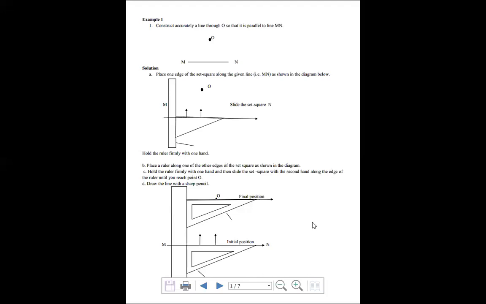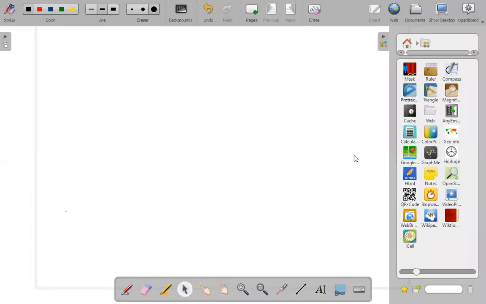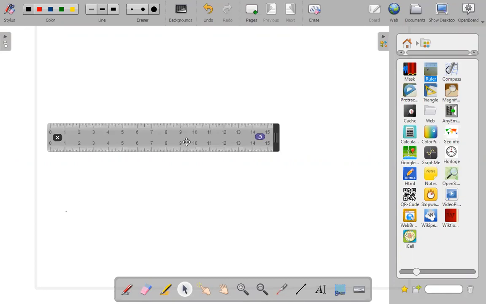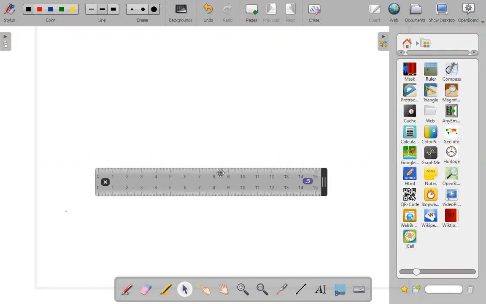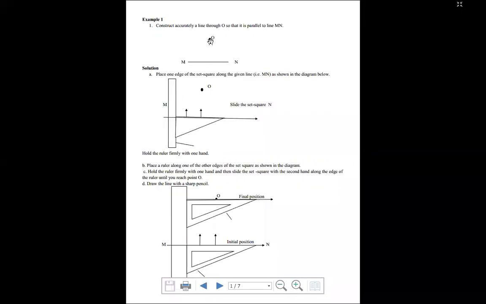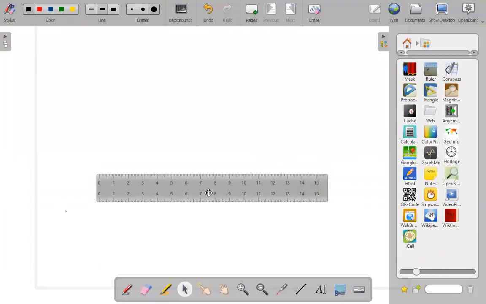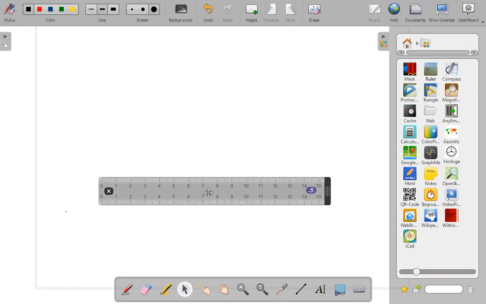So I believe you are all ready for this, and you all have your set square and your ruler. So I'm going to get mine now. So here is my ruler. The first thing I need to do is to draw the line. I'm going to draw my line MN and locate a point O above MN. So as I'm doing mine, you do yours. That is how to learn. So you're advised to pause the video at a point and do your construction, or do whatever I do.